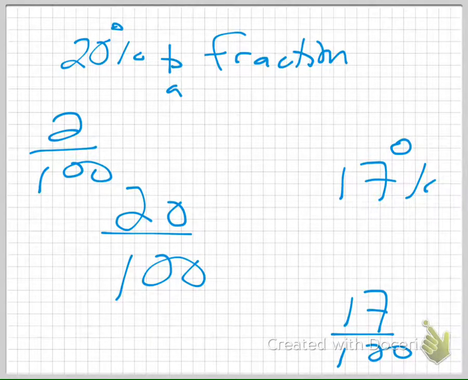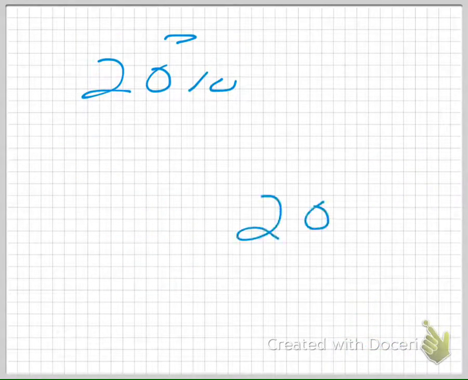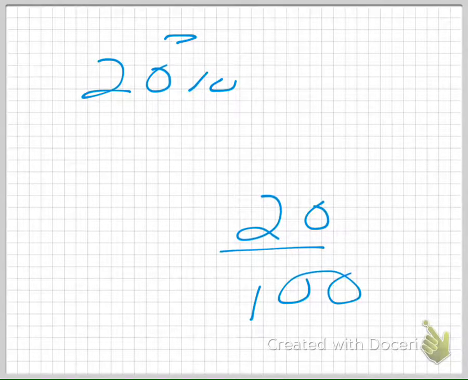Percents to fractions are super simple. So 20% to a fraction is 20 over 100, which can be reduced to 1 out of 5, or 1/5. Agreed? Super straightforward. That is how you do it.